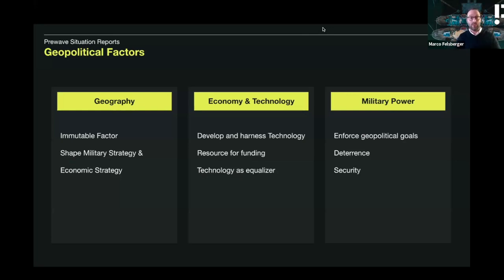And the third factor we have to consider when we think about geopolitical risks is the military power of a country. Of course, that's a deterrence factor, a security factor, but also a factor to enforce geopolitical goals on many levels. And this is what we see, especially in China, or what is going on with China and the US in that case.